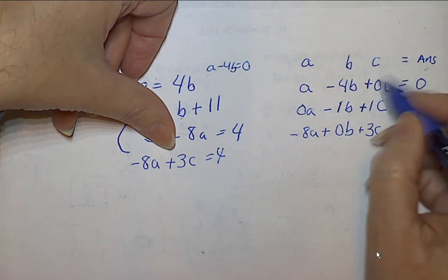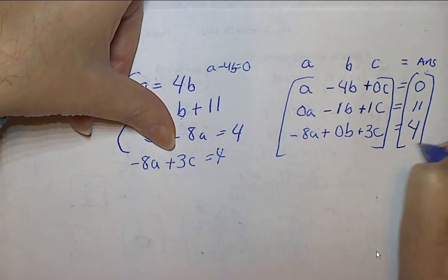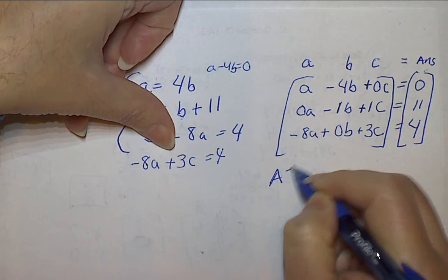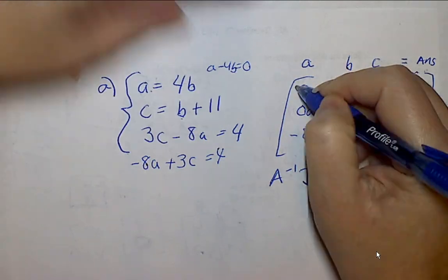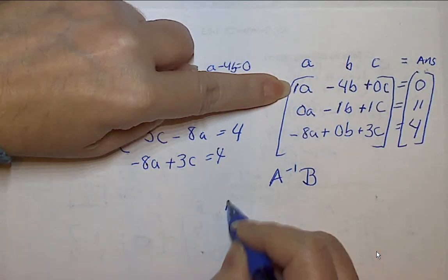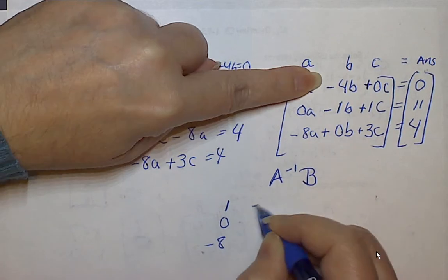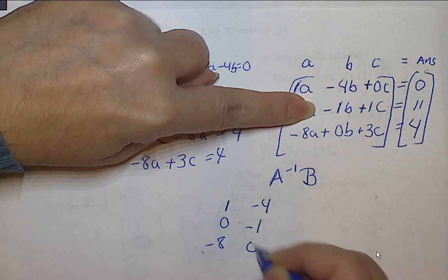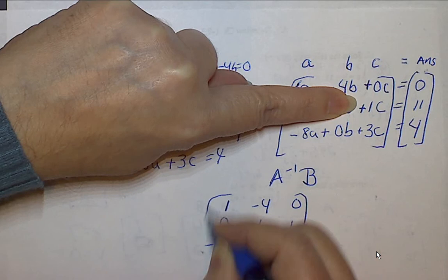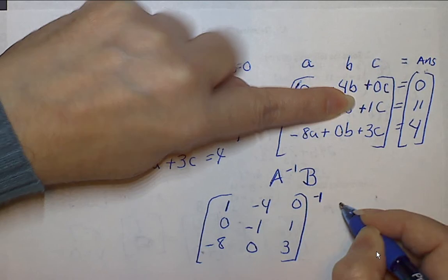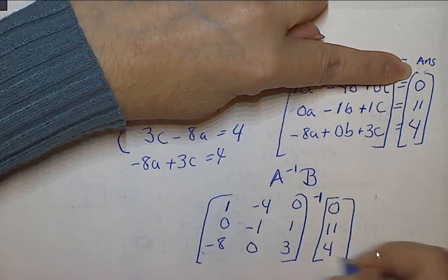Now, remember, in matrices, the thing that matters is the right-hand side. So we're looking for A inverse B in our matrices. So A, remember, this is the coefficient of a 1, right? So I'm just going to bring down 1, negative 4, 0, 0, negative 1, 1, negative 8, 0, 3. That's my A. But I want A inverse. And B is my answer, so I have 0, 11, 4. Now I'm going to plug that into the calculator.